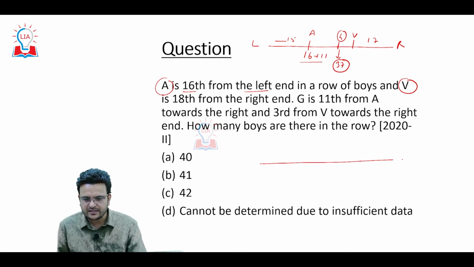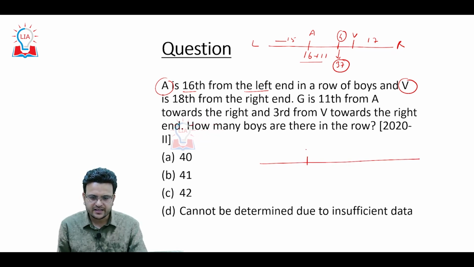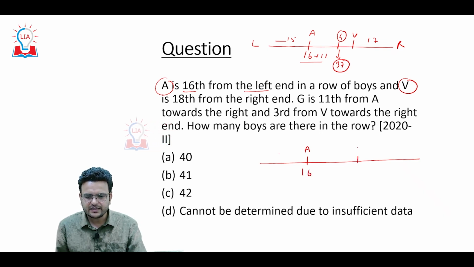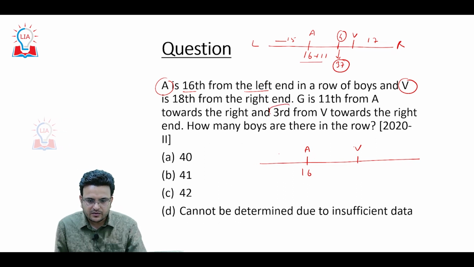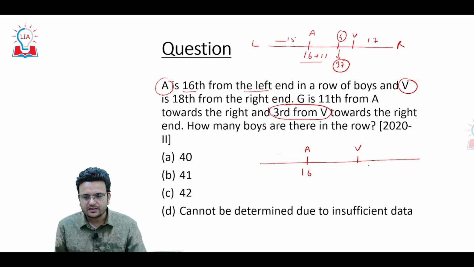So here we have to re-modify the diagram. A is at 16th position, B is 18th from the right, and one more person G is there. G is third from B. It simply means here we have B, B's right will be this side and left will be this side. So third means first, second, third. So here we have G.